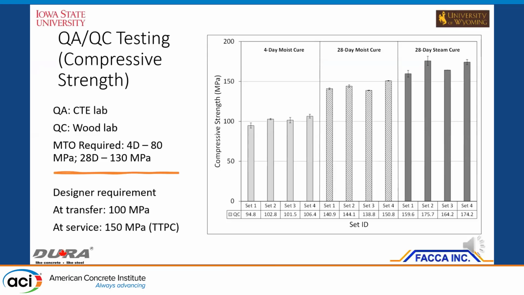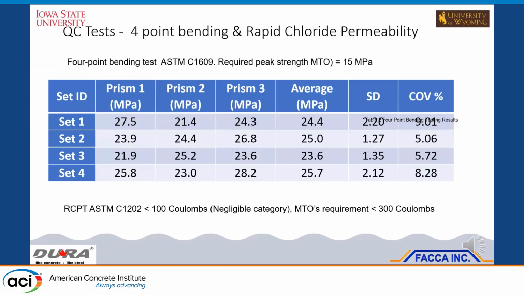Then we tested. We collected 2 sets of specimens, one for the QA lab, which is the lab working for the owner, and then we have our own QC testing by another lab. It all came in pretty good, and according to the designer requirements. And then we did 4-point bending tests and rapid chloride permeability tests, all very good.